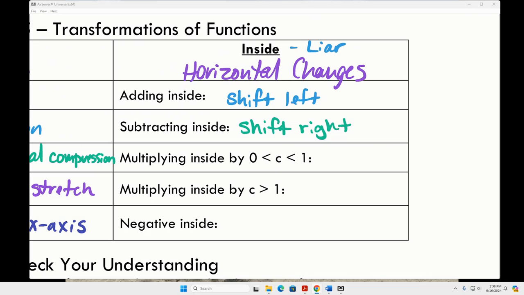Multiplying is still a dilation, which stretches and compresses your function, but the smaller number stretches and the bigger number compresses because the inside is a liar. So multiplying by a small number on the inside is going to be a horizontal stretch.